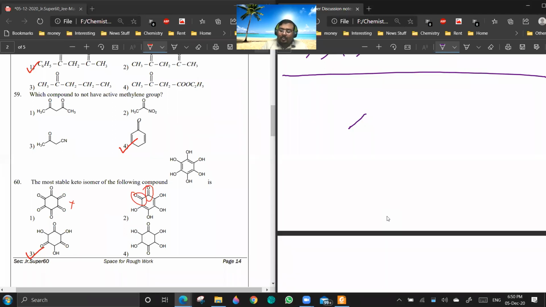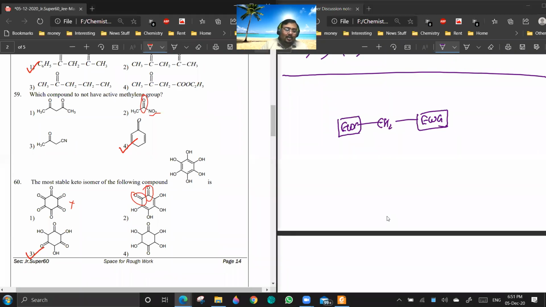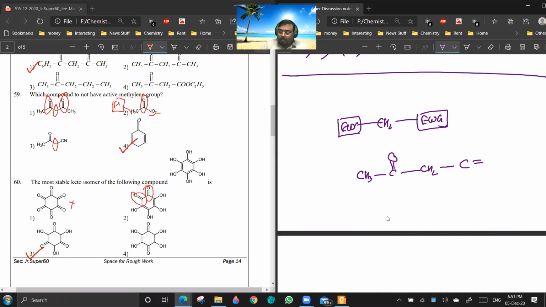Because in option 2, you see, an electron withdrawing group like NO2 will stabilize between two electron withdrawing groups. In this case, carbonyl is between NO2 and CH3. Where is the other end? Here, if some electron withdrawing group is there, then only. Here, both sides you have electron withdrawing groups. In option 3, this is an electron withdrawing active methylene group, because if you have negative charge, you can delocalize here and here.